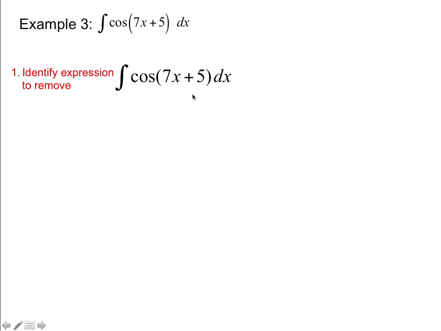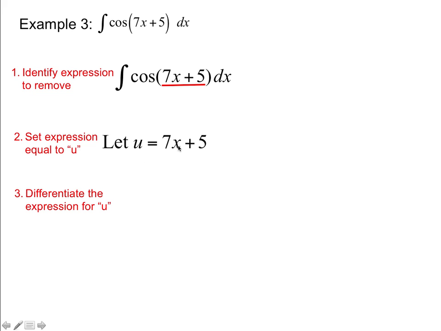And we're looking for grouping symbols, so either brackets or radicals. And so I see some brackets here. And so I know that this must be my inside function. So that's what we're going to remove. Step 2, set that equal to u. So I'm going to let u equal 7x plus 5. Step 3 is take the derivative of that. So du dx equals 7.